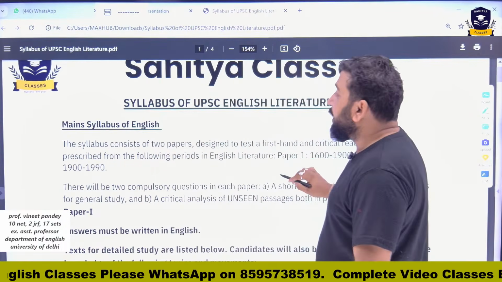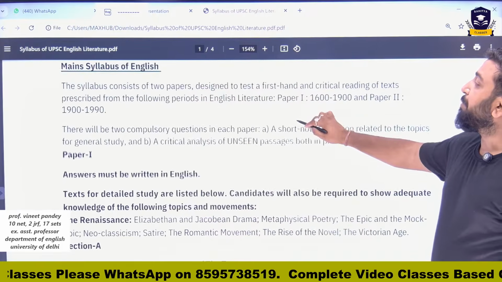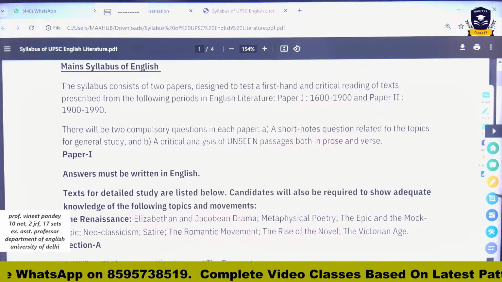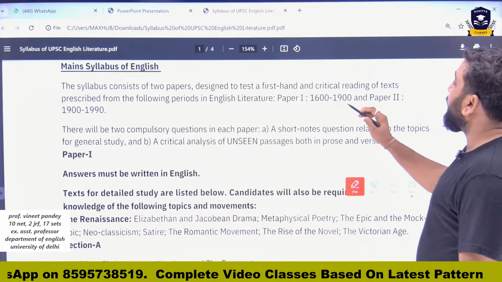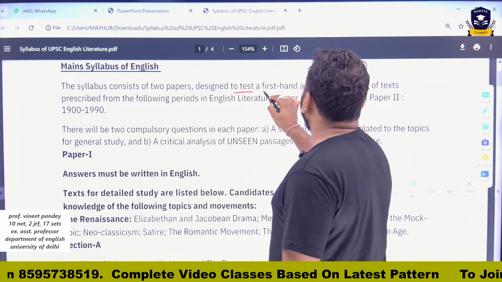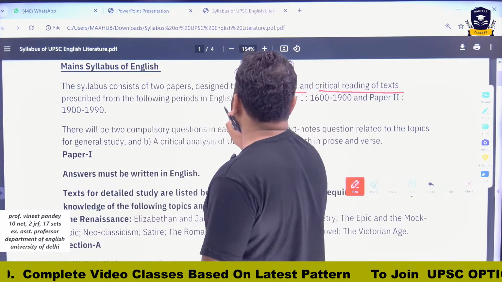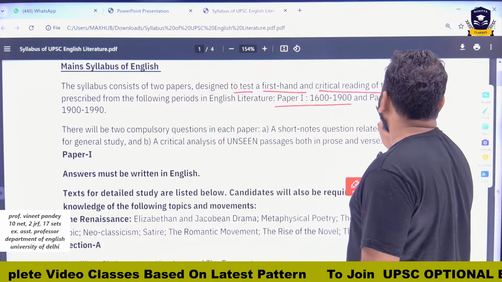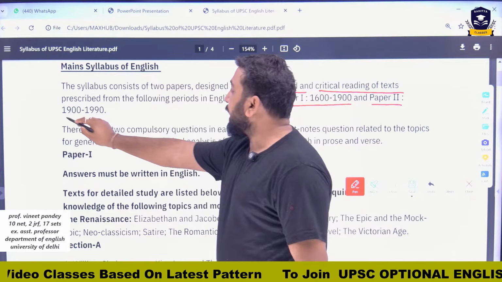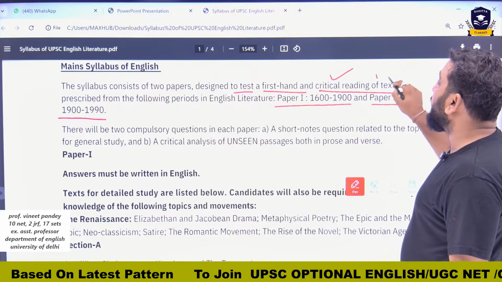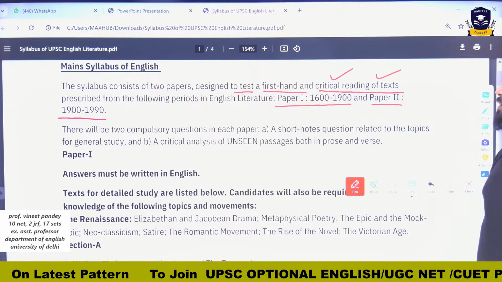Now see this. When they talk about the main syllabus of 2 different papers, they mention these 2 points. Here 2 points are very important. They are simply saying the aim is to test a first-hand and critical reading of texts prescribed from the following periods of English literature. Paper 1, Paper 2, and the timings are here. What they want to check is your first-hand and critical reading of the text.